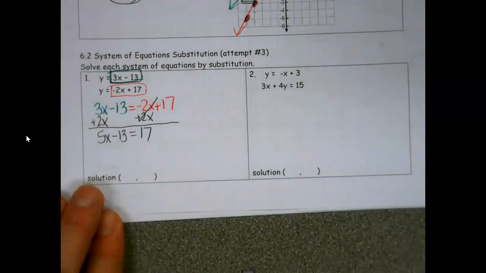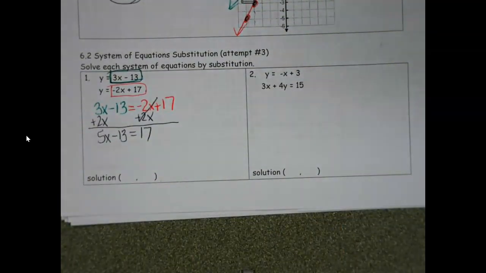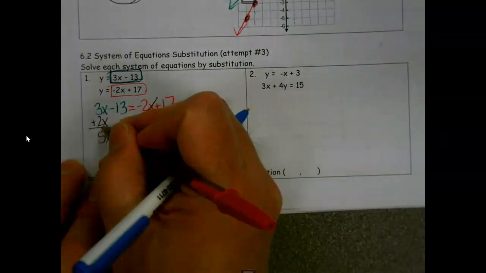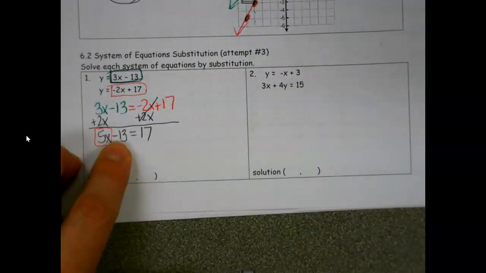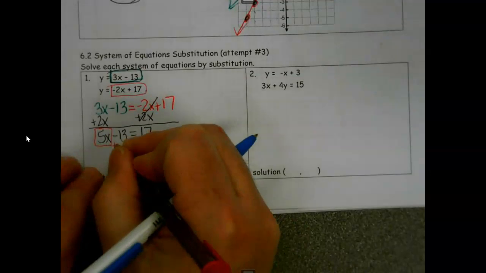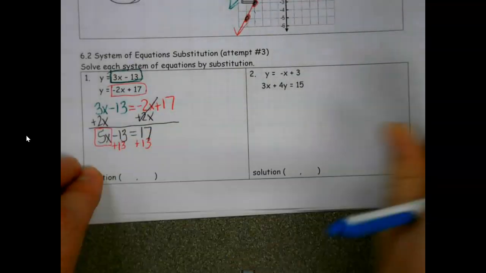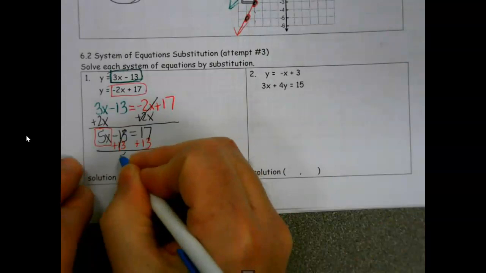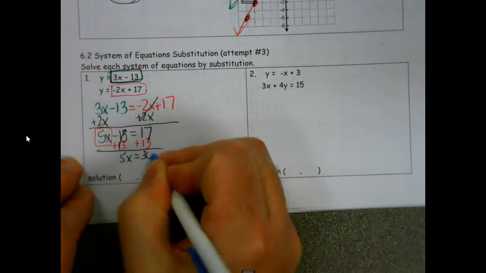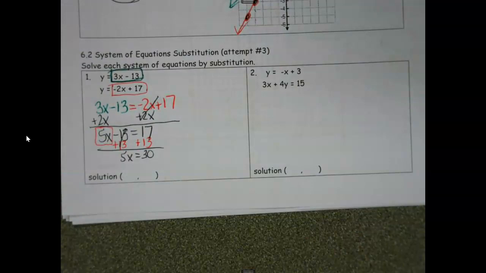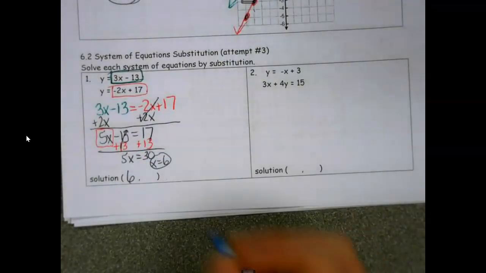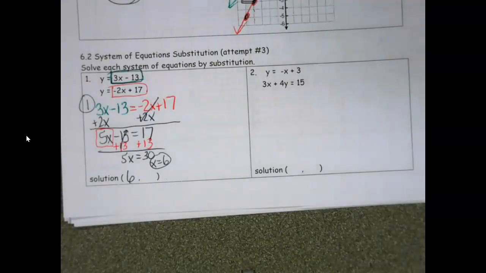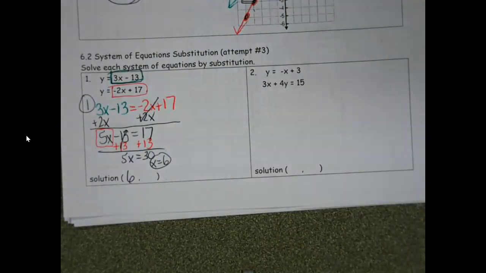And again, just take your time. Make sure you're doing opposites. These will come out as whole numbers. If you get decimals down here, something went goofy. All the x's are together. Now we want to get them alone. So goodbye, -13. And divide by 5. So I've got my x value. So this is my first part: set them equal, find my x value.